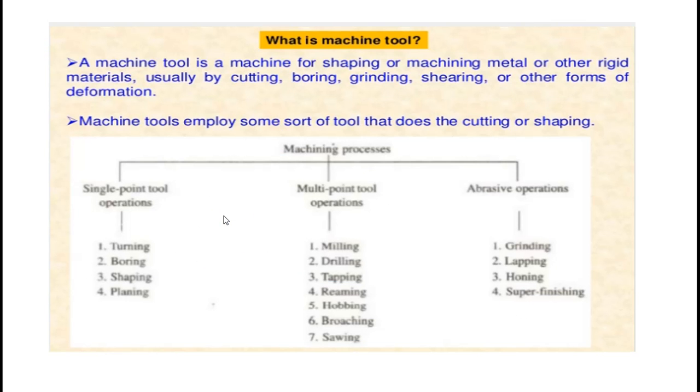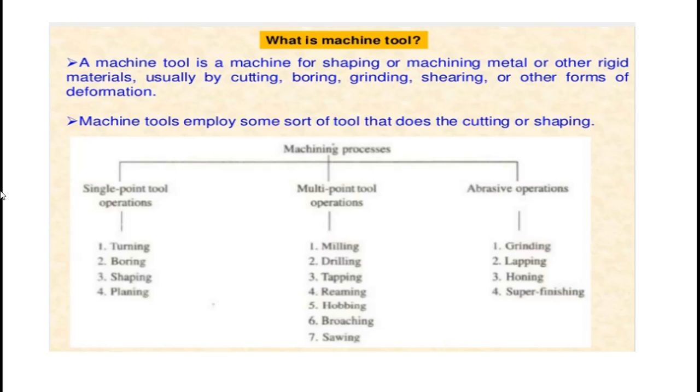The machines on which these operations are carried out are called machine tools. They include various operations like cutting, boring, grinding, shearing, and other forms of deformation. The machine tools employed use tools which, on the basis of operation, can be broadly classified as single point cutting tool operations, which include turning, boring, shaping, planing.